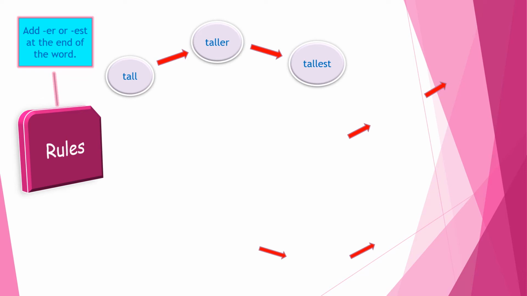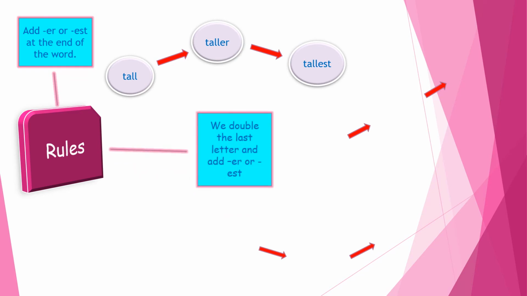Okay, I move on to the second rule. The second rule says that we double the last letter and add er or est. Now in few adjective words, we double the last letter and then we add er or est. Let's look at the example. I take the adjective big. Now big is a very simple adjective. A big elephant, a big box, a big pencil, okay, a big table. So a big word is a simple positive adjective.